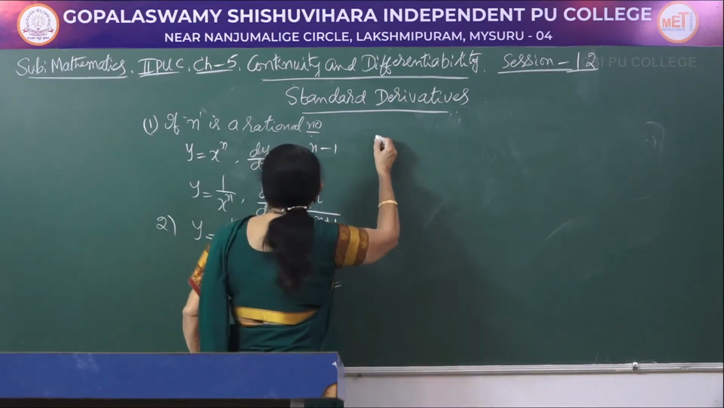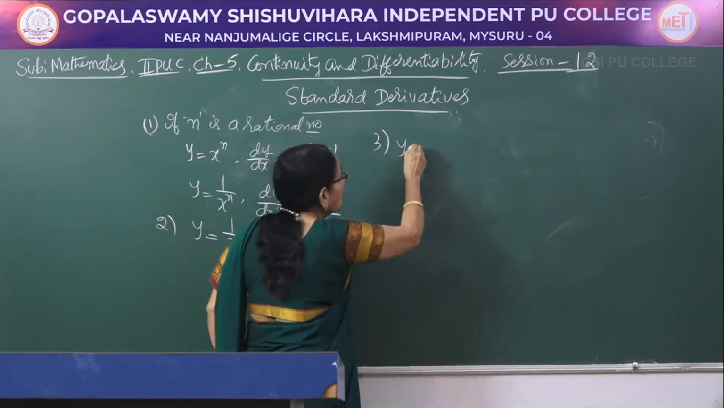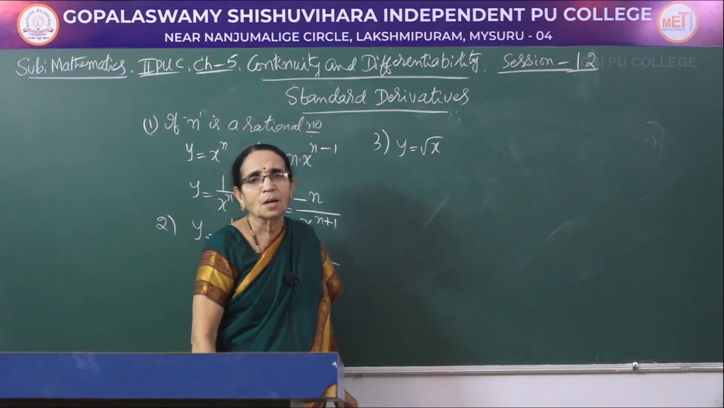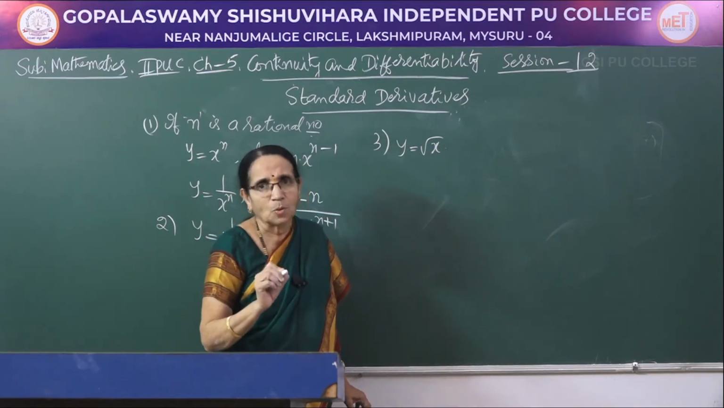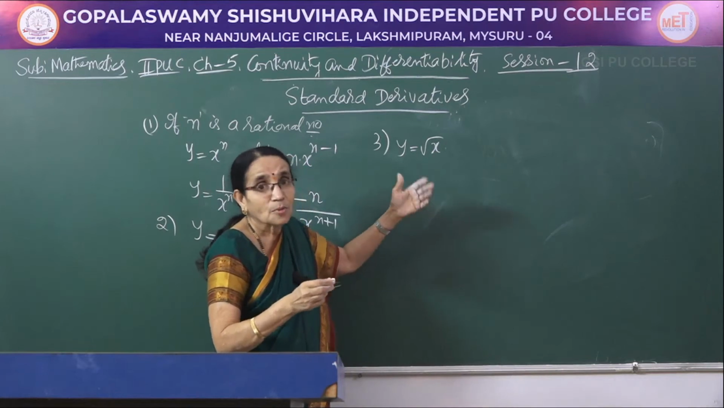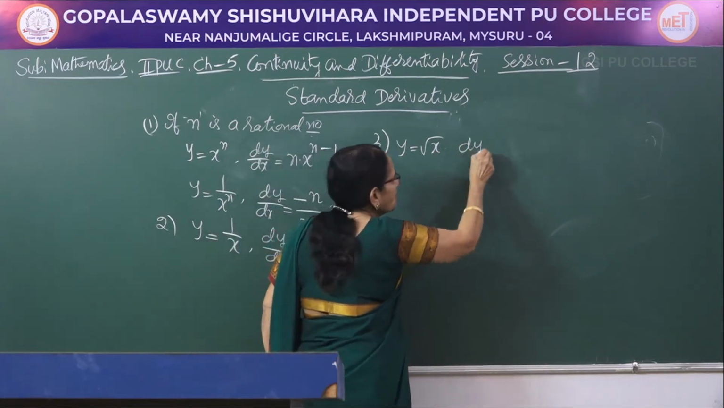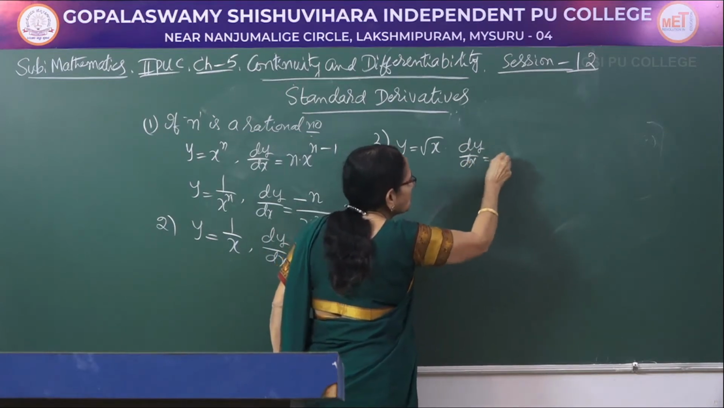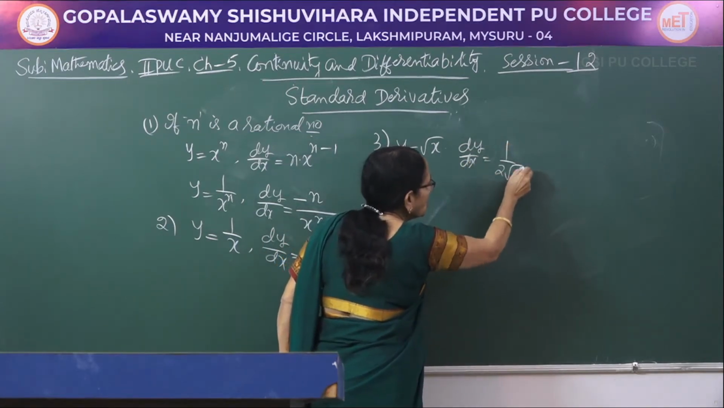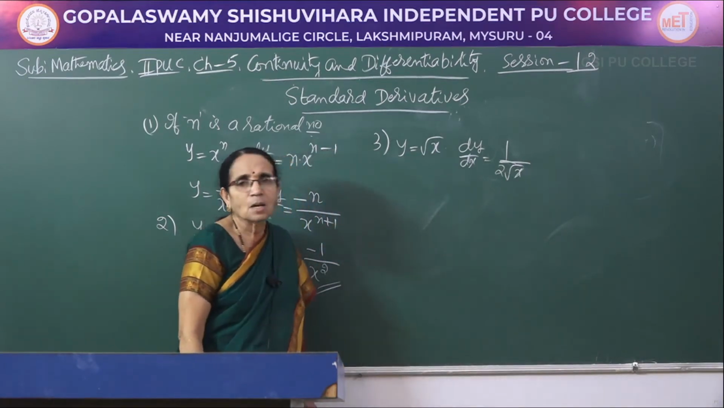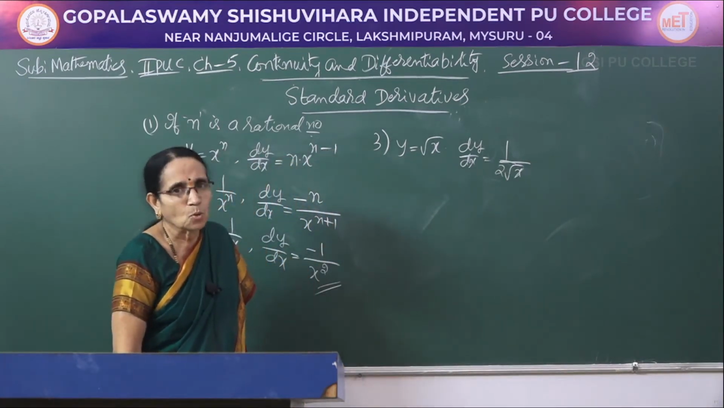Now, as a particular case of this again, y is equal to root x. What do you mean by root x here? x to the power 1 by 2. So, it is a fraction, a rational number. So, what is the formula here? It is dy by dx is equal to 1 over 2 into root x. So, it is root x and the derivative becomes 1 by 2 root x.